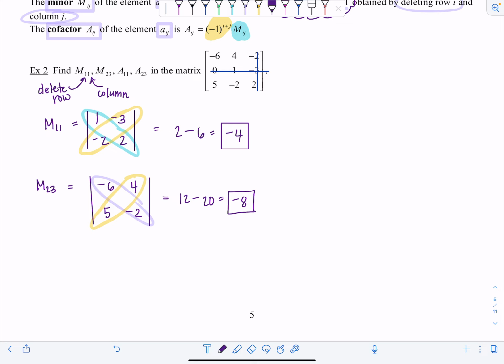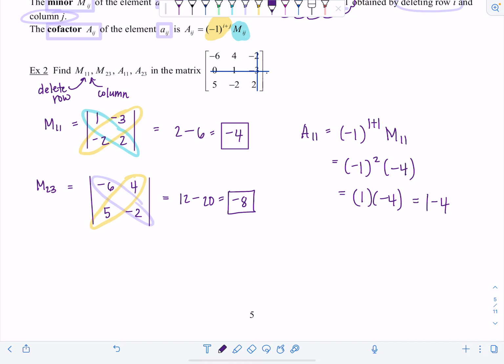Now we're going to find cofactors. A11, look at the definition. Capital A11 is going to be -1 raised to the i plus j. i and j are both 1. So raise it to the 1 plus 1 times M11. All right, let's see. This is -1 squared. Don't we have M11? Didn't we just figure it out? Oh, yes, we did. It's -4. So this is +1 times -4, which is -4.